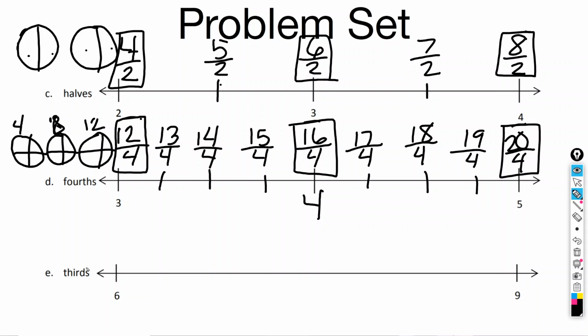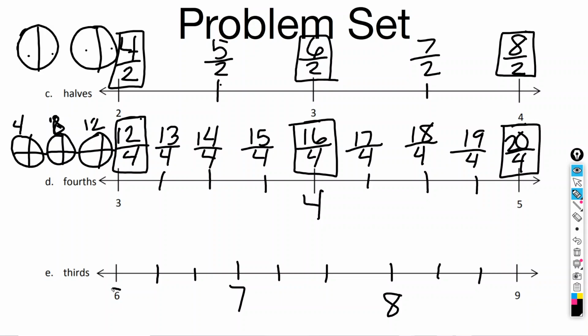Last one is breaking it into thirds, and here's what I noticed. It goes from 6 to 9, so I'm missing 7 and 8. So I need to make a line for 7, a line for 8. Now that I have my whole numbers 6, 7, 8, 9, I can look. It wants us to break it into thirds. So I'm going to split each piece into 3. There's 3, there's 3, and there's 3. So between 6 and 7, it's broken into thirds. Between 7 and 8, it's broken into thirds. And between 8 and 9, it is broken into thirds.